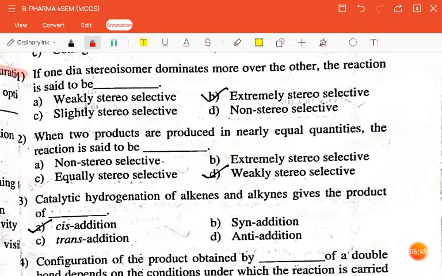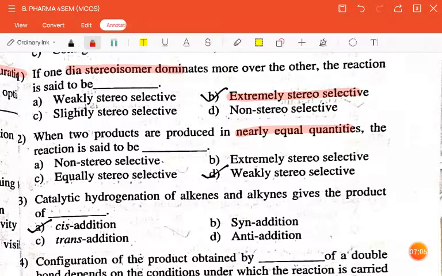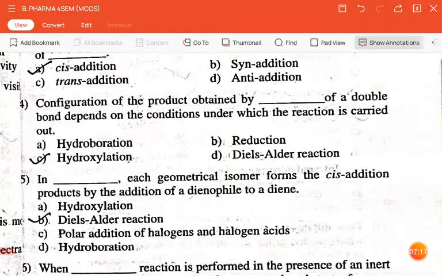Question: if one diastereomer dominates more over the other, the reaction is said to be weakly stereoselective, extremely stereoselective, slightly stereoselective, non-stereoselective. So the correct answer is extremely stereoselective. The next question is: when two products are produced in nearly equal quantities, the reaction is said to be non-stereoselective, equally stereoselective, extremely stereoselective, weakly stereoselective. So the correct answer is weakly stereoselective. The next question is: catalytic hydrogenation of alkenes and alkynes gives the product of cis addition, trans addition, syn addition, anti addition. So the correct answer is cis addition.